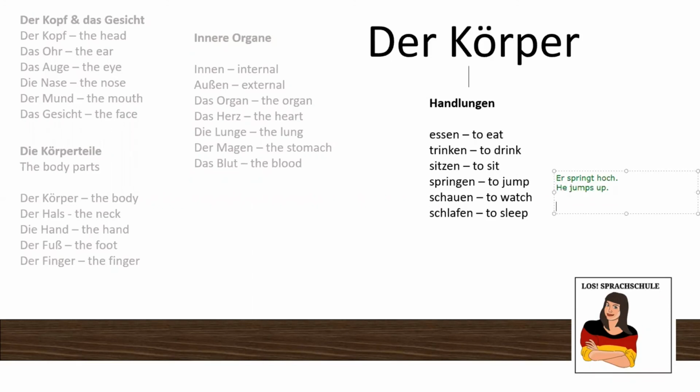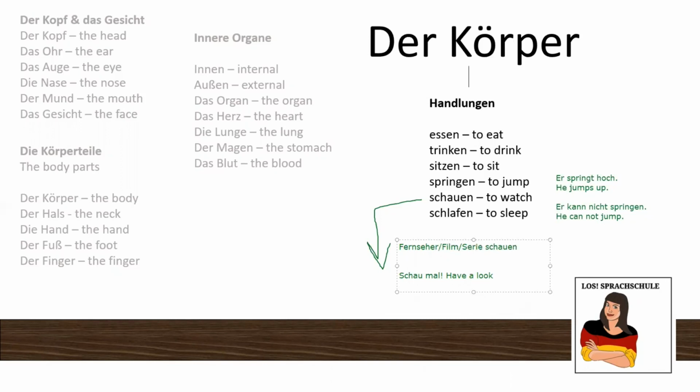To be honest, we don't use it so much. I mean, how many things can you say with jumping? Er kann nicht springen. He cannot jump. Schauen can also have many meanings. We can watch TV. The most common use is to watch TV or to watch a movie or a series or Netflix or whatever. And depending on what preposition you use, it can also mean to check after somebody, to check something out, to look something up, and many other combinations, but we don't want to overcomplicate it.